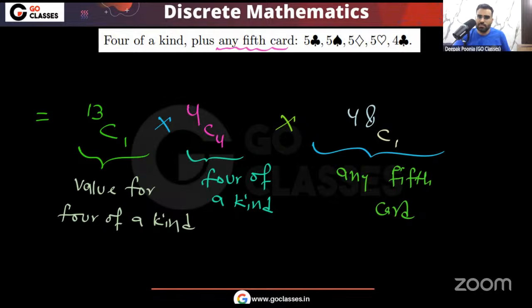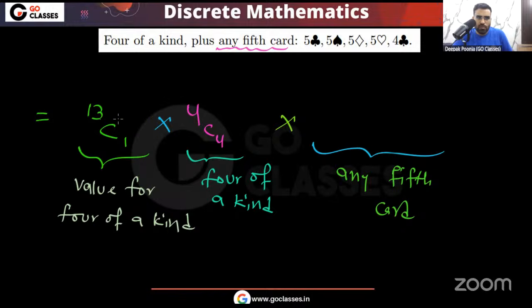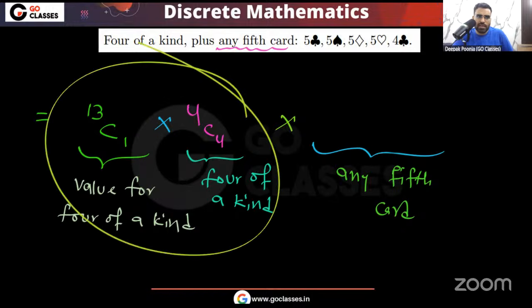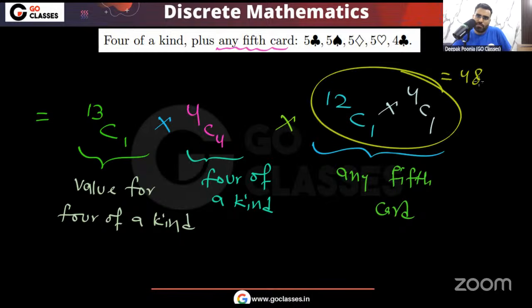So quite easy. The same thing, instead of 48c1, what you can do is like this: for this value we have chosen a value, and for this value 4 cards we have taken. Now how many values are remaining? Total 12 values are remaining. From them you choose one value, and for that value there are total 4 cards, but I just want one of them. If you notice, this also will be 48.